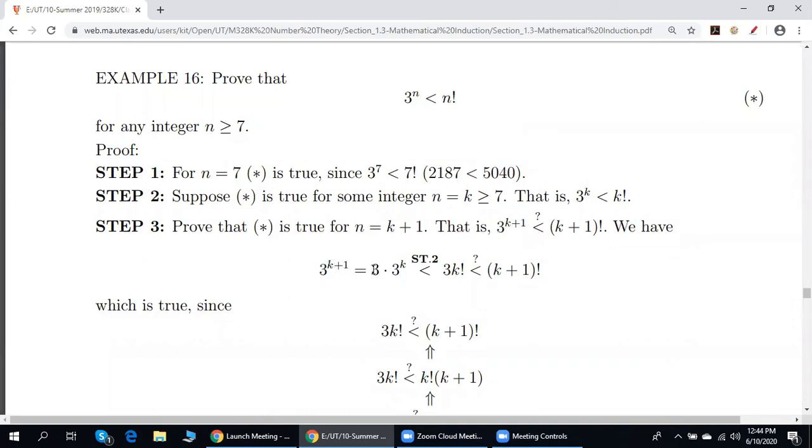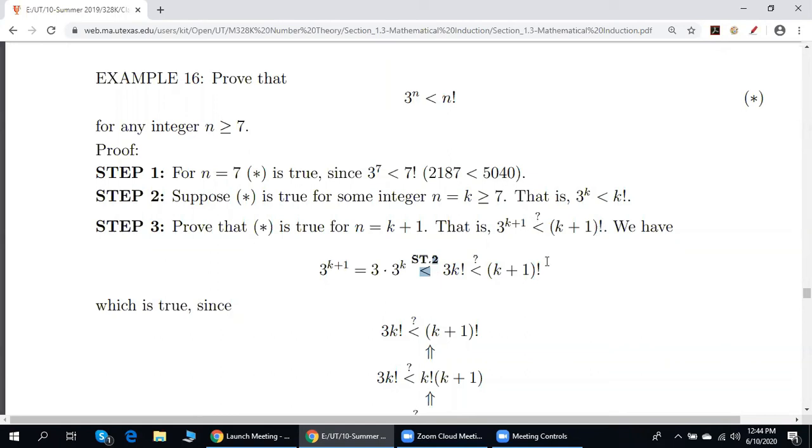3 to k plus 1 is 3 times 3 to k's power. If we multiply the left-hand side and the right-hand side by 3, we will get this. So, by step 2, the left-hand side is lesser than the right-hand side. By step 2, 3 to k plus 1, which is over here, is lesser than 3 times k factorial. But what we need is to show that 3 to k plus 1 is lesser than k plus 1 factorial.